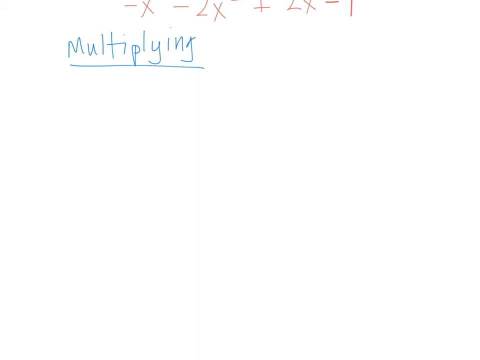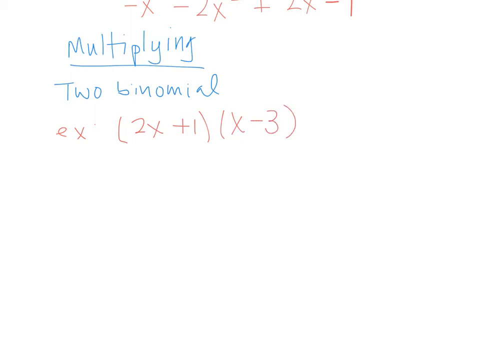Okay, let's look at multiplying polynomials. So we're going to start with multiplying two binomials. A binomial is a polynomial with two terms. So for example, if we have 2x plus 1 times x minus 3. Both of those polynomials have two terms, so they're both binomials.